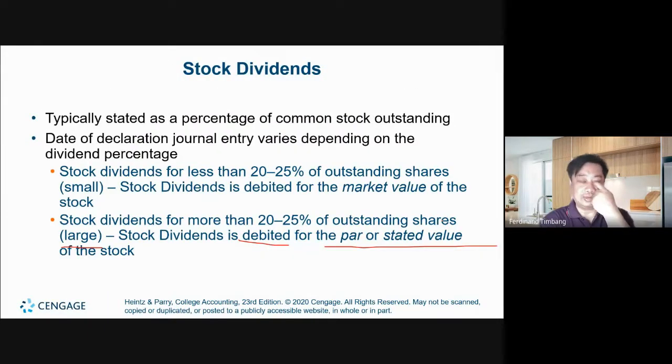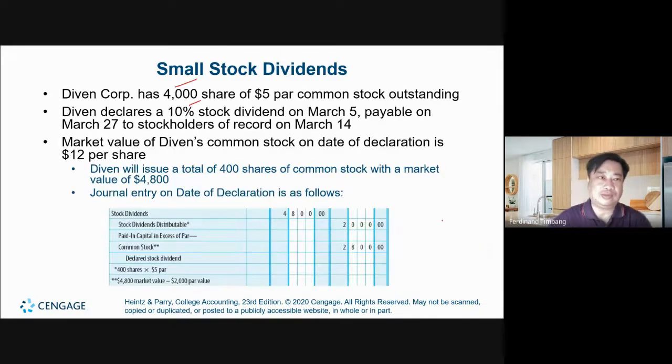Okay, so last time I stopped with this part, stock dividends. So this time let's have one example for small stock dividends. We have Dividend Corporation, which has 4,000 shares of $5 par common stock outstanding. Dividend declares a 10% stock dividend on March 5, payable on March 27 to stockholders of record on March 14. The market value of Dividend's common stock on the date of declaration is $12 per share.